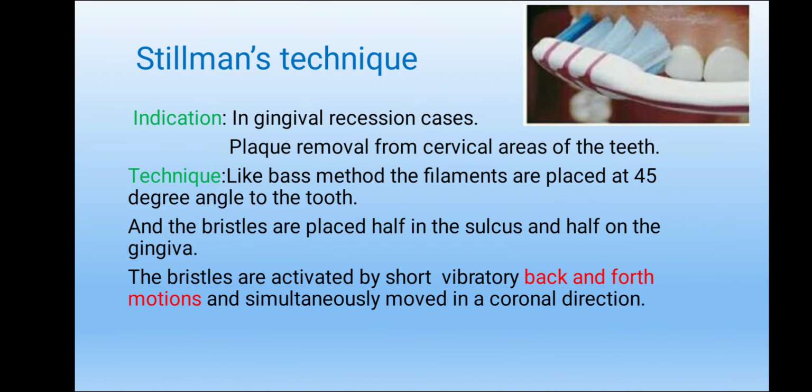Stillman's technique. It is indicated in case of gingival recessions and plaque removal from the cervical area of the tooth. This is the cervical area. Technique: like Bass method, the filaments are placed at a 45-degree angle to the tooth, as you see in this diagram, and the bristles are placed half in the sulcus and half on the gingiva. Now the bristles are activated by short vibratory back and forth motion and simultaneously moved in the coronal direction. Coronal direction means towards the crown. This is the crown.